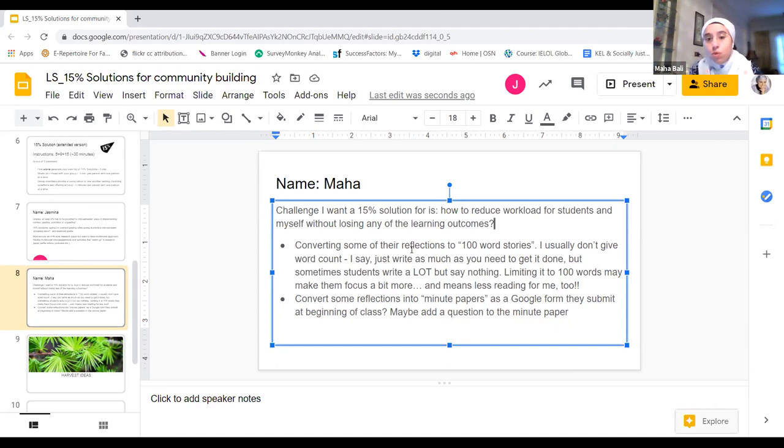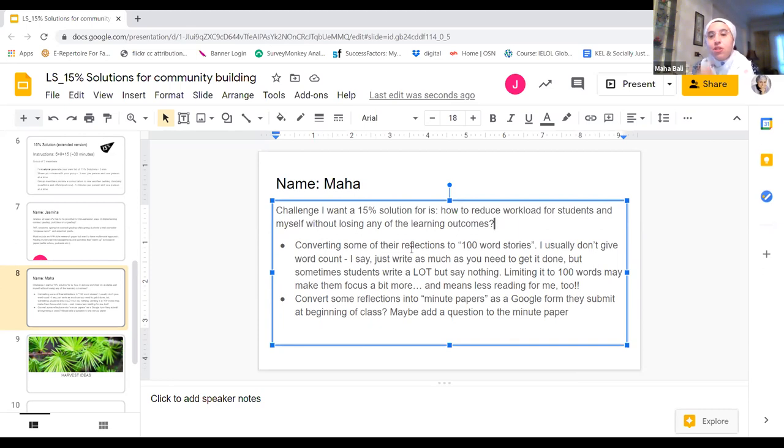First of all, calling it a story reminds them that it has to be personal a little bit. So it's not about writing in academic ways. They're blogging it and they're writing their own story. But if they have the 100-word limit, I'm thinking they're going to focus. And also, whatever it is, even if it is not very focused, I just have to read 100 words. And you can read so many more and so much faster.